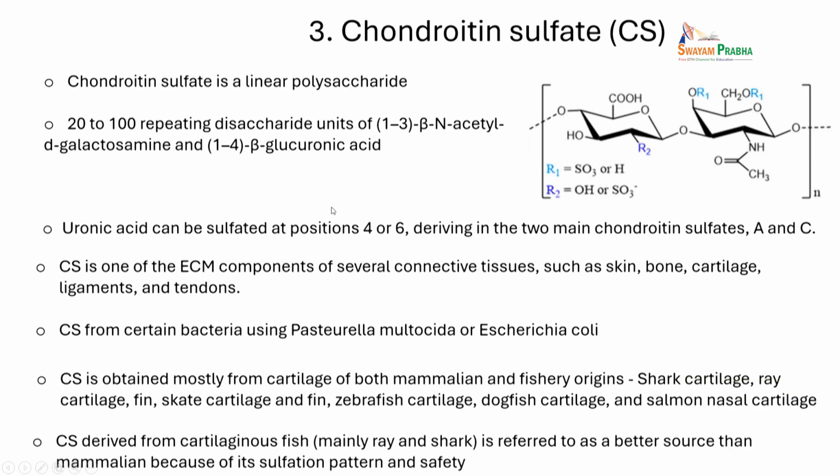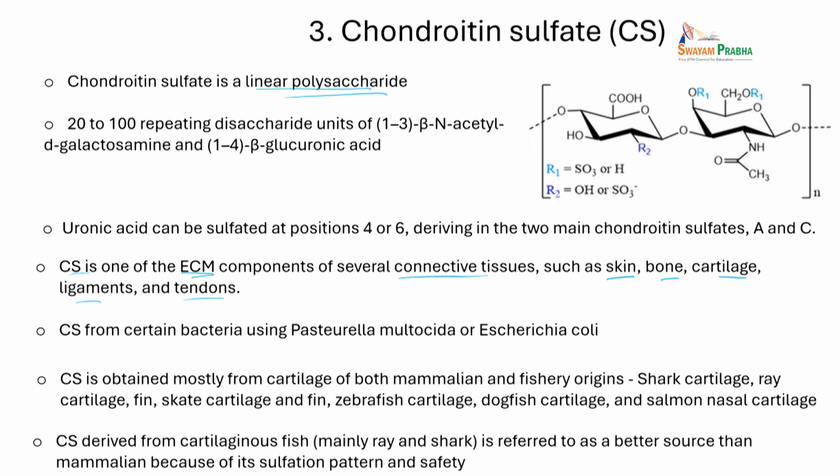So now the third thing I want to go to is chondroitin sulfate. Chondroitin sulfate is a linear polysaccharide. So now we are coming back again to polysaccharides. The source of this CS is the extracellular matrix of several connective tissues such as skin, bone, cartilage, ligaments, and tendons, but they are not made up of amino acids. They are not proteins, they are polysaccharides.